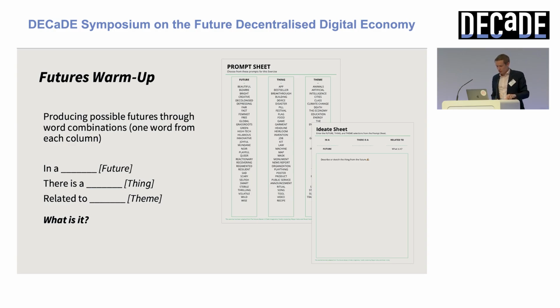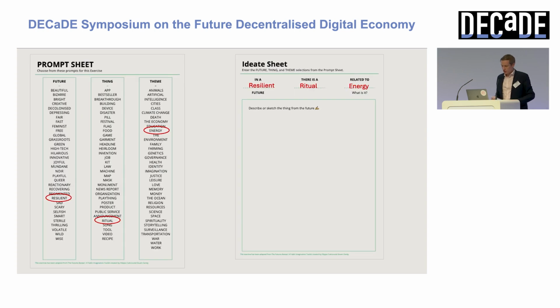So the way this works is that on the prompt sheet, you pick one word from the future list, so you could talk about a beautiful future, a depressing future, a grassroots future. We pick one thing, like a building, a pill, a flag, a monument, and you can see these are deliberately a little bit random to spur your imagination, and a theme. So here, this is a warm-up exercise to consider all kinds of possible futures.